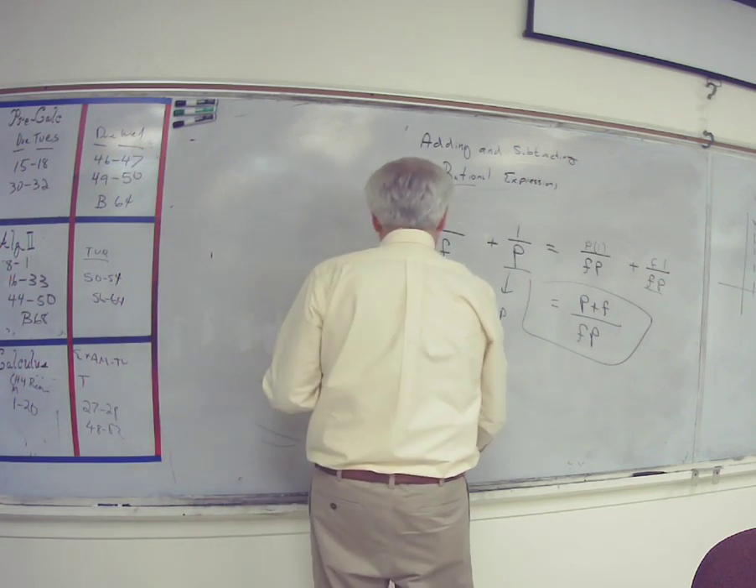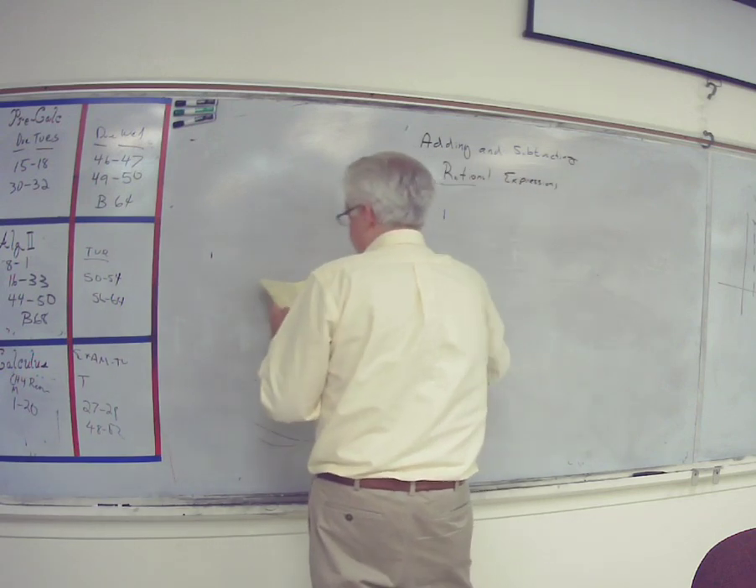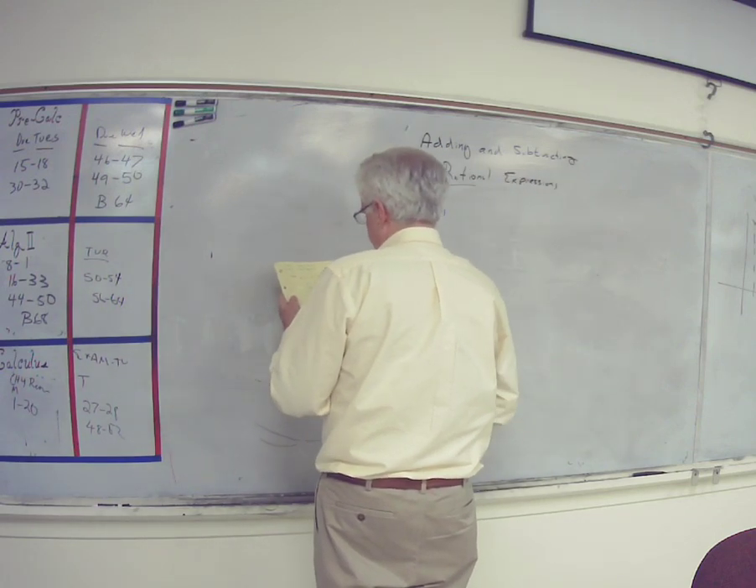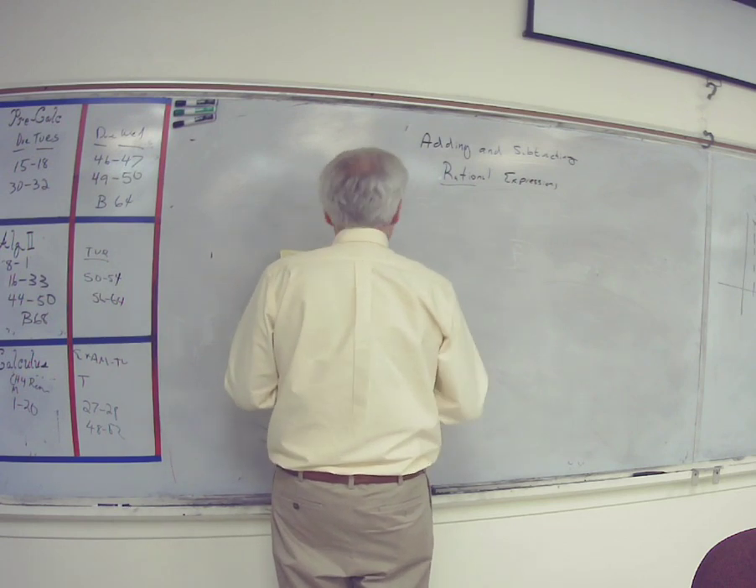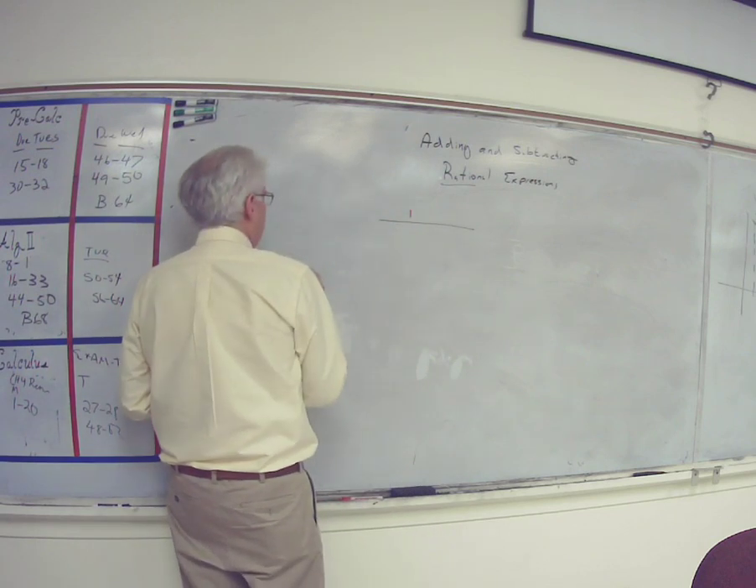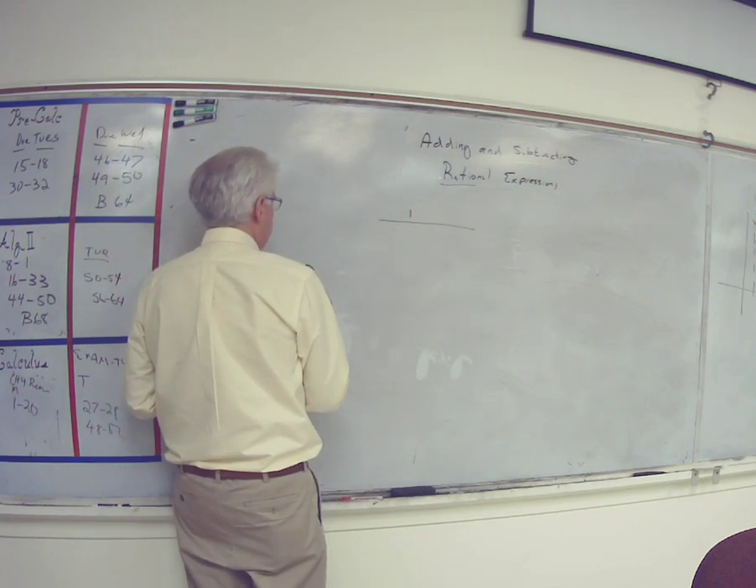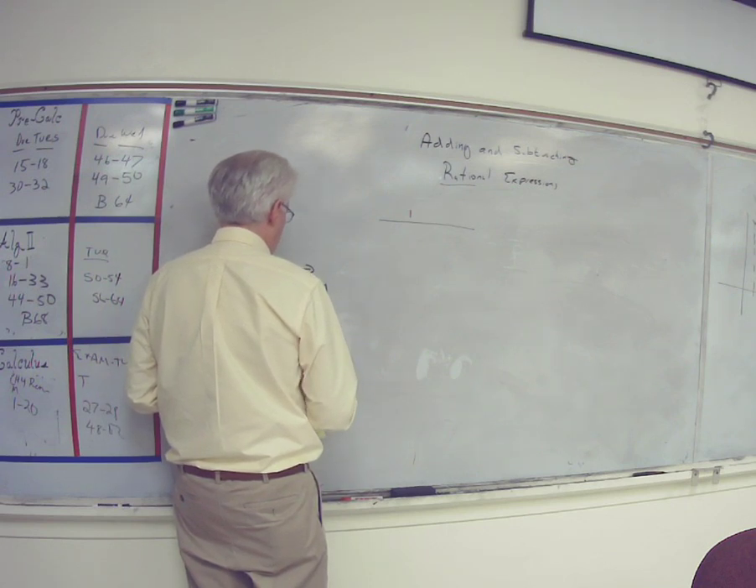Now, let's say that I had 1 over, and we're going to find the denominator is the LCM, which is the least common multiple.